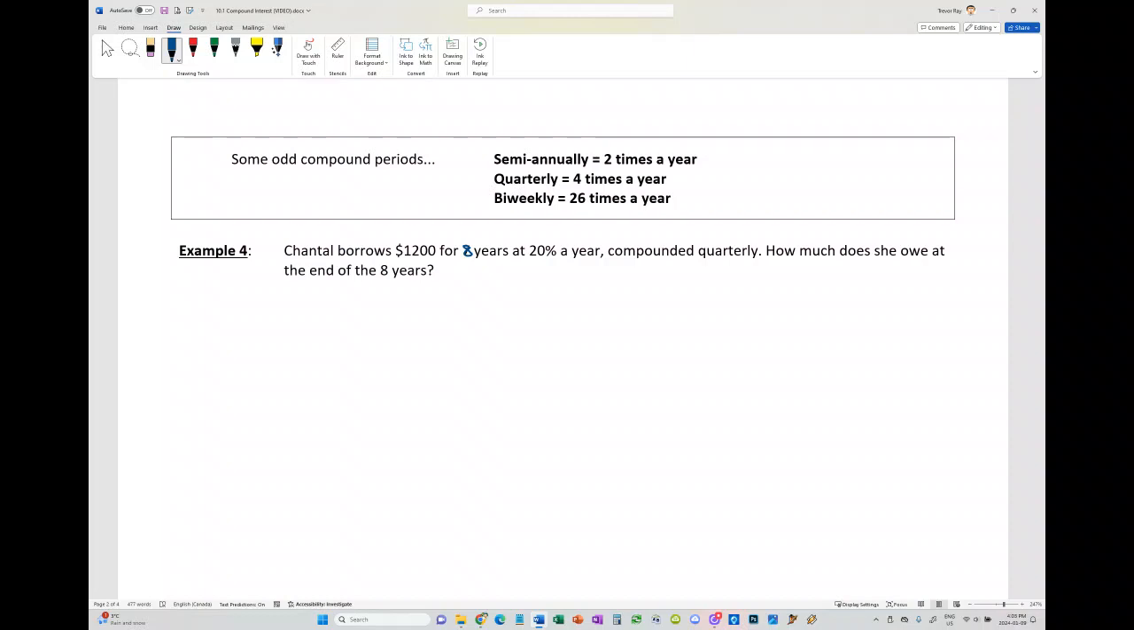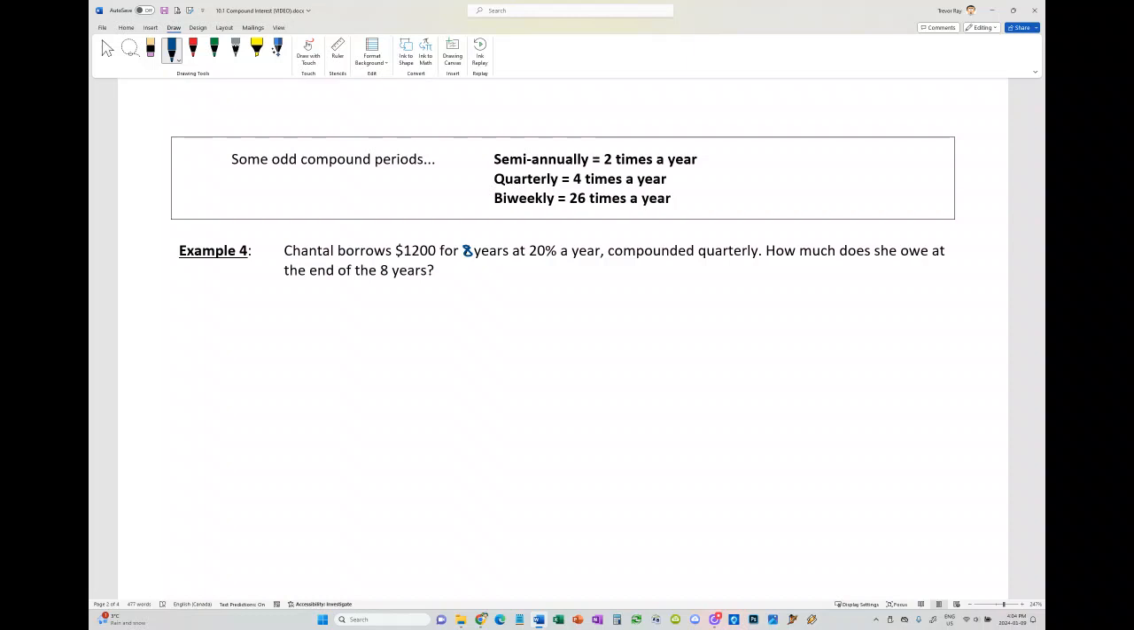I will point out that 20% may seem like a fairly high percentage. You'll notice that the borrowing percentages are always going to be higher than the investing percentages. 20% is pretty typical of what you'd see for a credit card. So this might be a credit card debt. She decides to buy something for $1,200 on a credit card and not pay it off for 8 years, which, by the way, is a horrible idea. So don't do that.